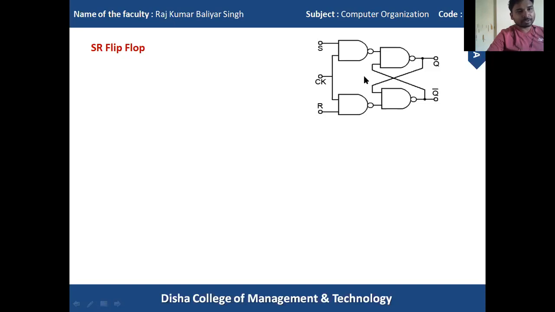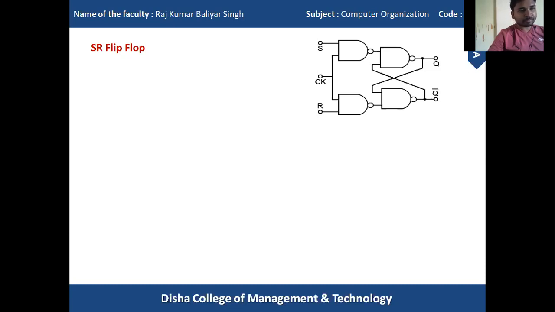That means with the clock sequence, this SR flip-flop will function. Just remember, in the previous class I said that sequential circuits have two types. One is a synchronous sequential circuit, another is an asynchronous sequential circuit. In a synchronous sequential circuit, the circuit receives the input along with the clock pulses, but in the case of an asynchronous circuit, the circuit will receive only the input values, not the clock sequence. So this SR flip-flop is a kind of synchronous sequential flip-flop.